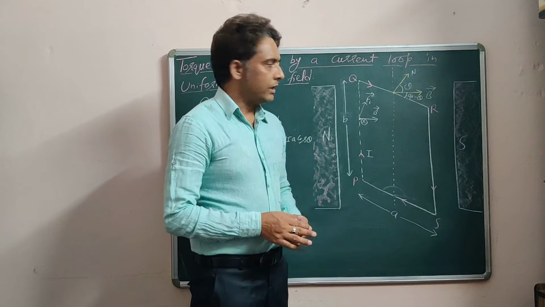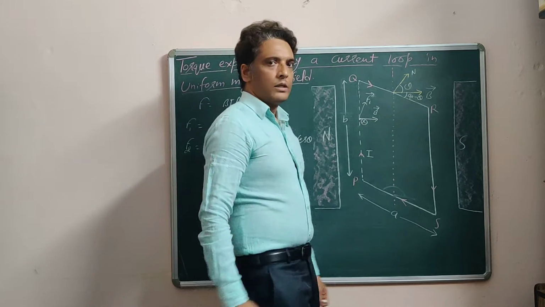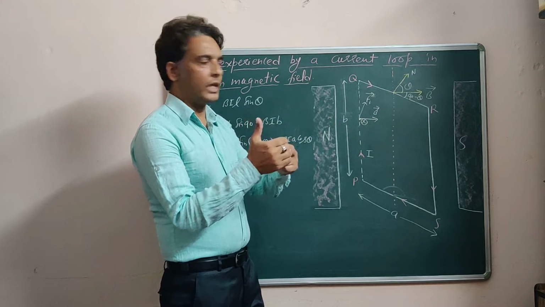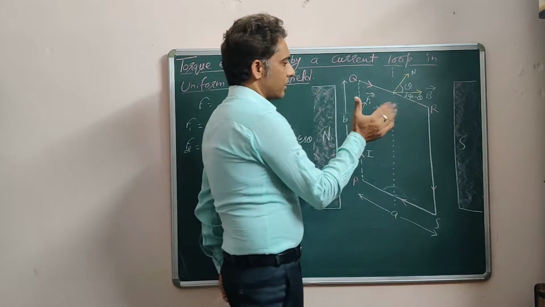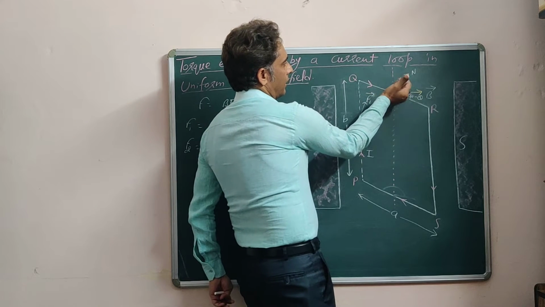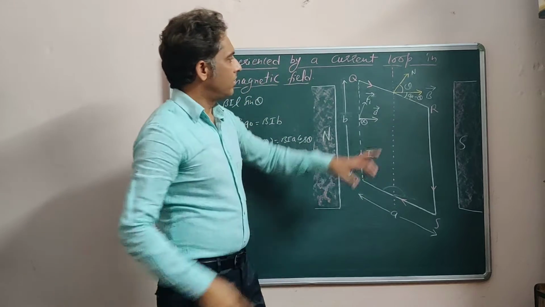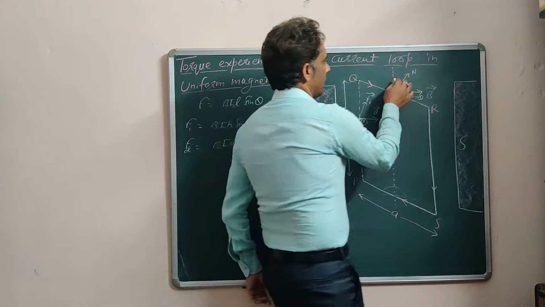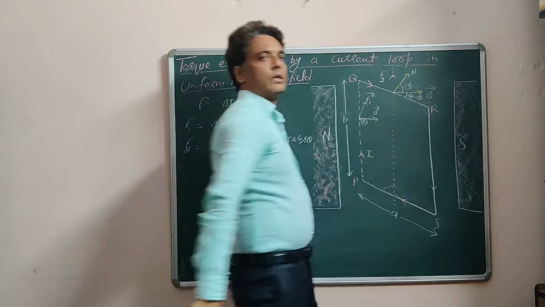Now if we apply the right hand thumb rule, then we should curl our fingers from L to B, where L means the direction of current. When we curl our fingers from L to B, the thumb points in the upward direction. So the direction of force on this portion is upward, which means this force F2 is in the upward direction.